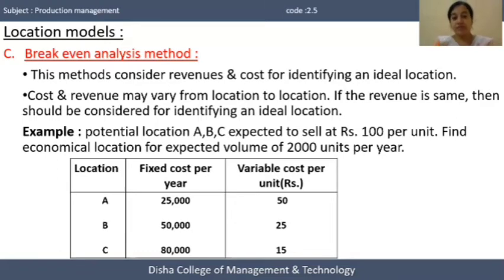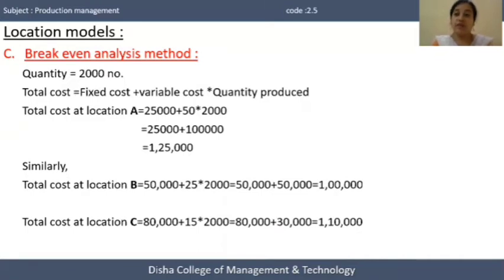And generally we find that the selling price, meaning the revenue, is the same irrespective of location. Here the industrialist has to consider the cost aspect, that is fixed cost and variable cost, for identifying a good location. So the industrialist can identify a good location by calculating the total cost of different locations. Total cost can be calculated by applying a formula, that is fixed cost plus variable cost into quantity produced. With the help of this formula, we can identify the total cost of each location.